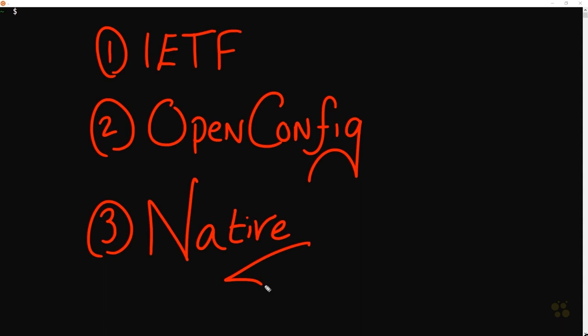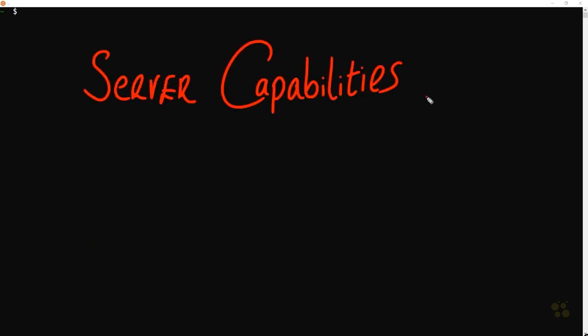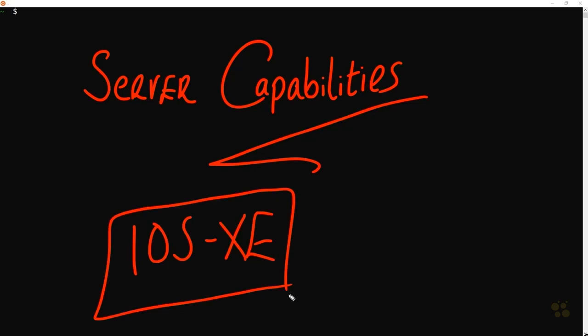Now that we understand the kind of Yang models we can expect to see on the device, our IETF, our OpenConfig and our native models, let's explore how we can find out which models specifically are supported on a device. And the way we're going to achieve this is to send a request to get the server capabilities. And the device we're going to test is going to be the Cisco IOS XE Always On Sandbox. That way, if you want to follow along, then you can do so.